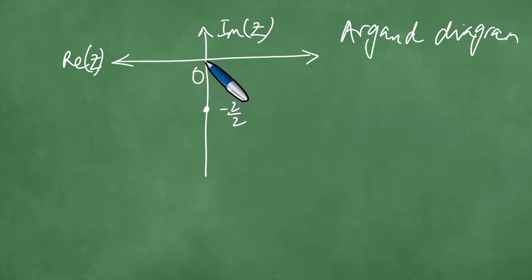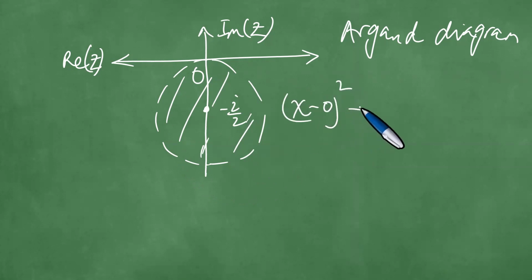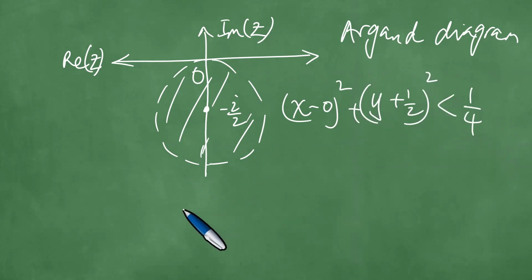So we have this here. Okay, so we have exactly this. So this is the region we are sort of describing. So this is x minus 0 squared plus y plus 1/2 squared is less than 1/4.